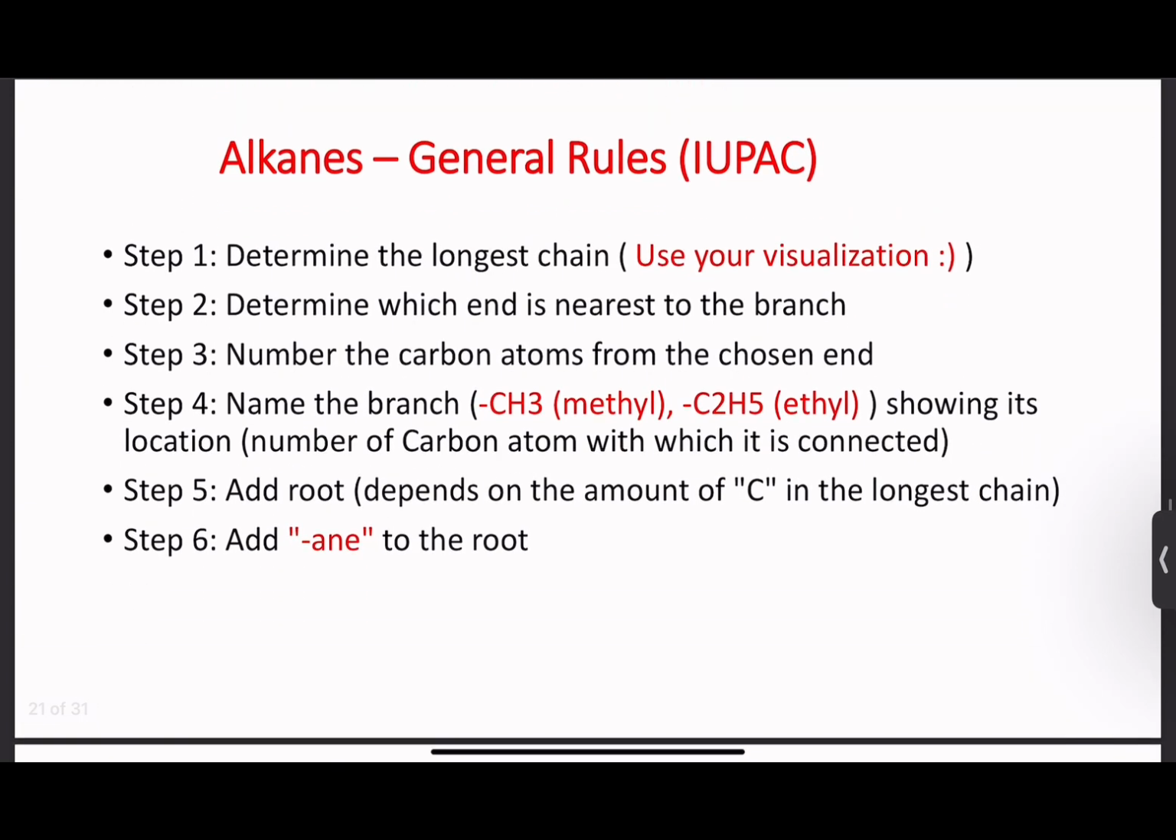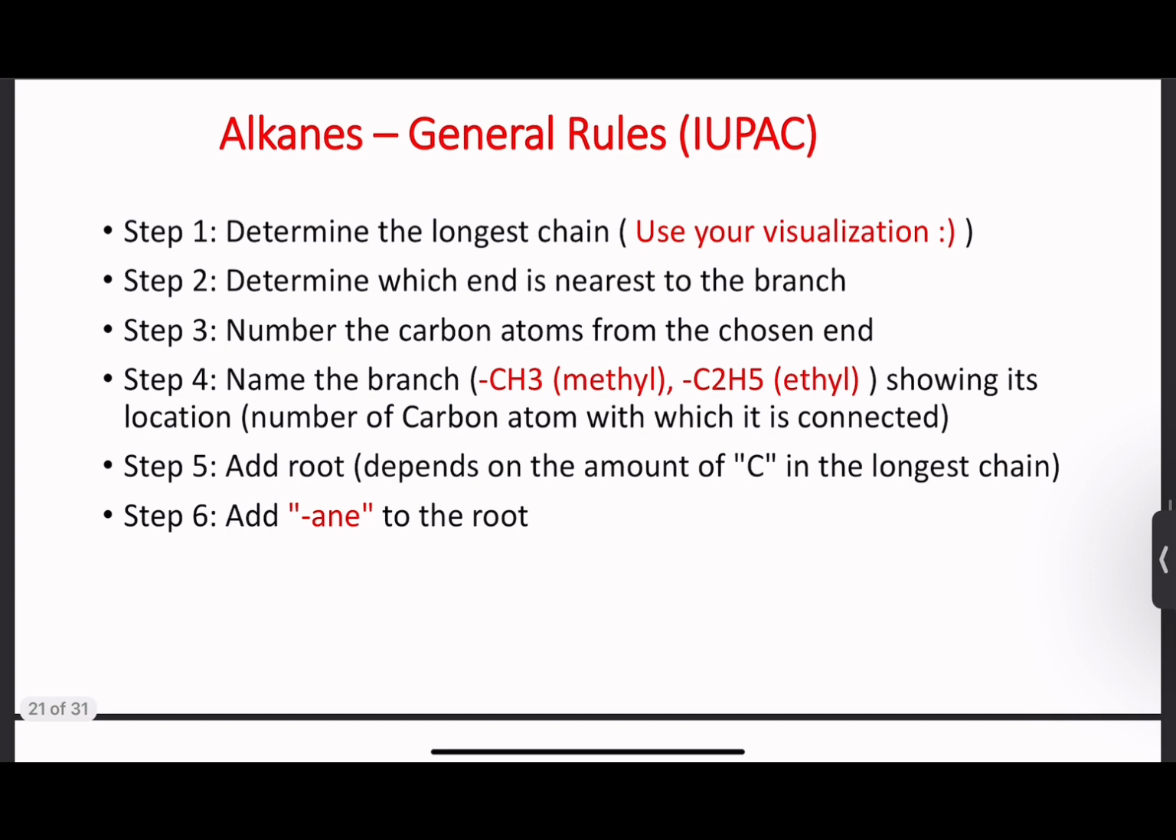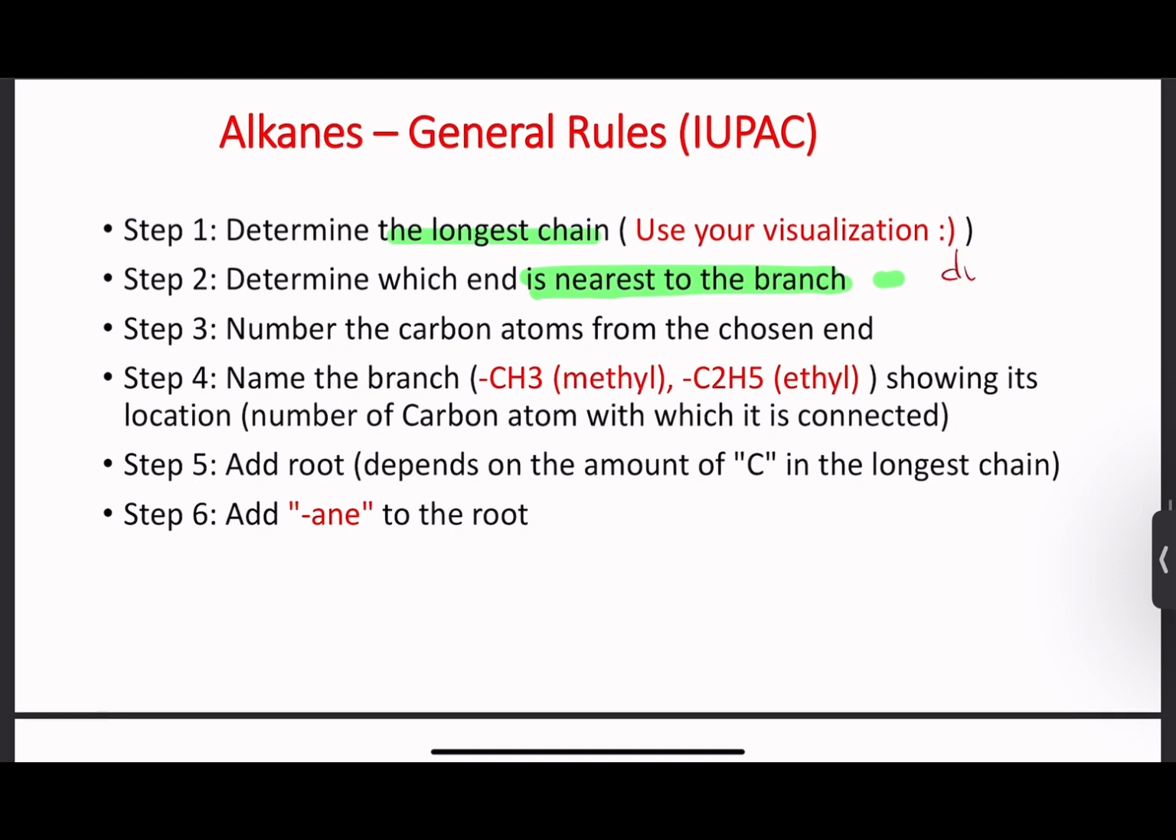So alkenes general rules. This is a bit of a review. Determine the longest chain. Determine which end is nearest to the branch. I told you guys, we always try to go near to the branch or the double bond. So double bond or triple bond, they have higher priority than branch.